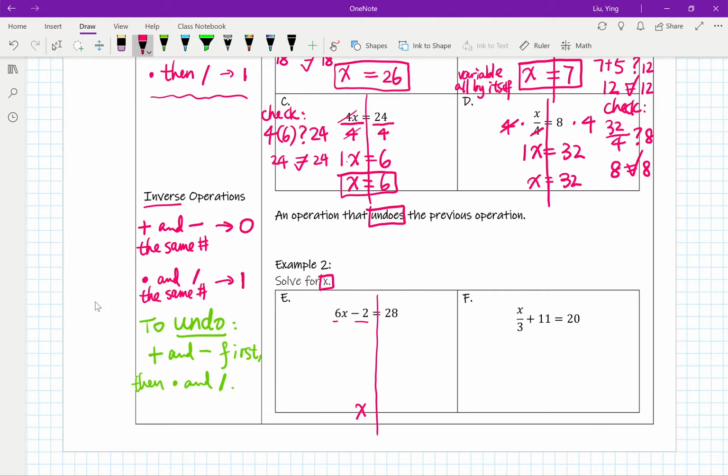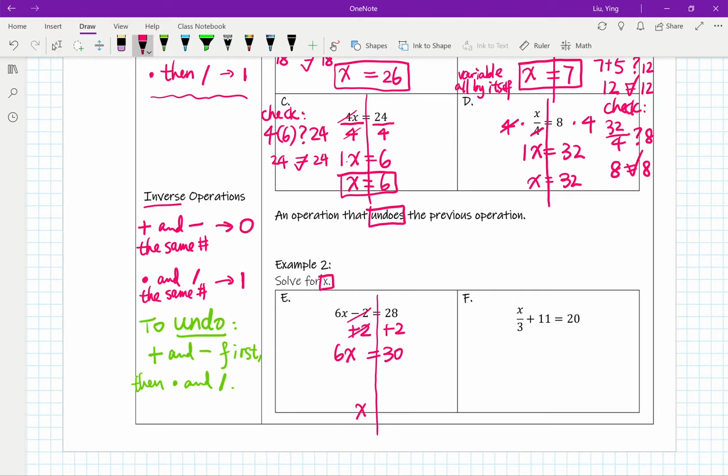Okay. So that means in this example, because we're undoing things, we want to undo this subtraction first. So what would undo a subtraction? Addition, meaning adding, right? So we'll add the same number on both sides. When the subtraction and addition undo each other, they result in 0, so they just go away. What's left on the left-hand side is just 6x, and on the right-hand side, we have 28 plus 2, which is 30.